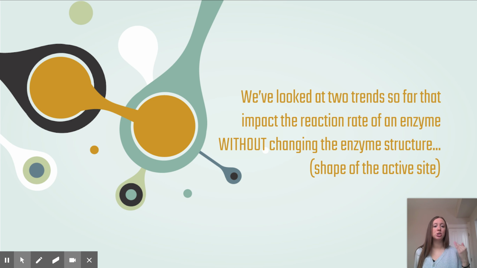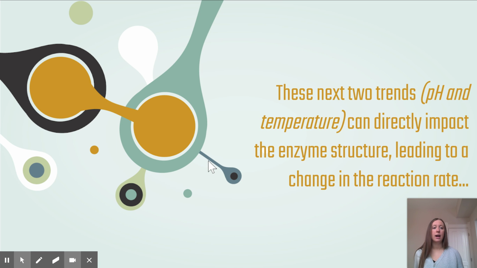What happens if I change how many enzymes? The next 2 trends we are going to look at are now going to potentially impact what the enzyme active site is like. With a change to the enzyme's active site, it can lead to a change in the reaction rate. So yesterday in your pear deck, you looked at what denaturation means. These 2 trends of pH and temperature can lead to denaturation.